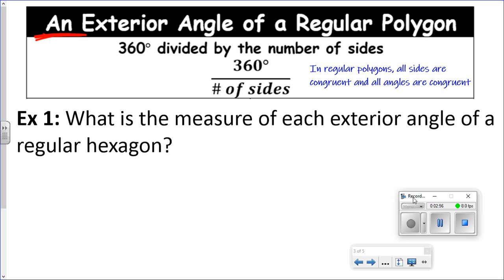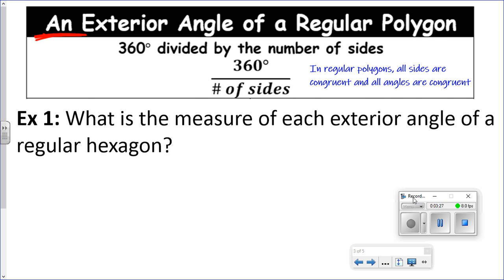And so there's a reason why they're telling you that it's a regular polygon. If you just want to find one exterior angle of a regular polygon, you can just do 360 degrees, which is the sum of the exterior, and divide it by the number of sides, because the number of sides is how many angles it has. Because all the sides and angles are going to be the same, if I take the 360 and divide it by how many there are, I'll get what each one is. So, in example 1, it says, what is the measure of each exterior angle of a regular hexagon?